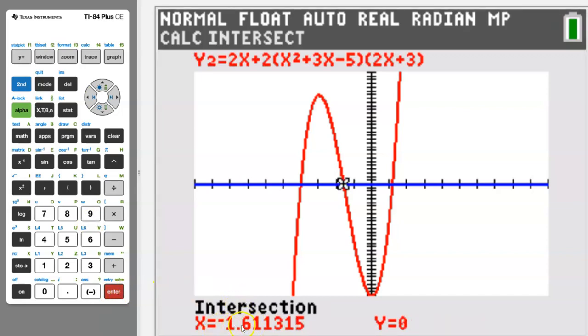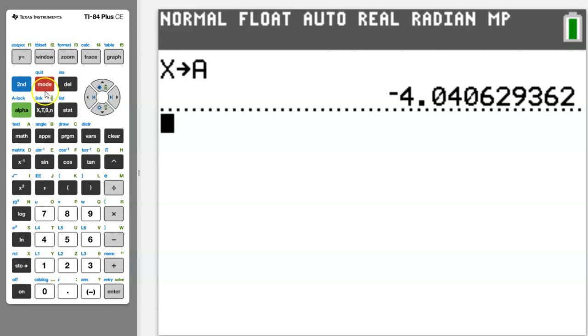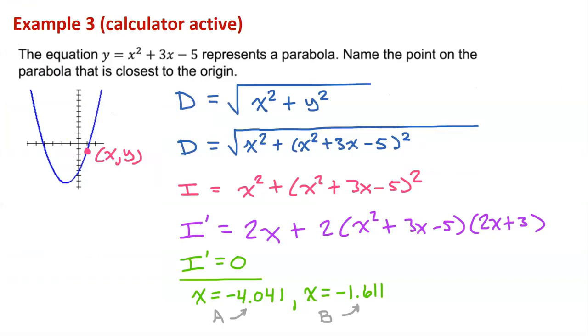So here is the second critical value. Let's store this into letter B. So second quit, X, store, alpha B. Let's also record this in our work. X equals -1.611. I'm going to stick with the same method for the third critical value.